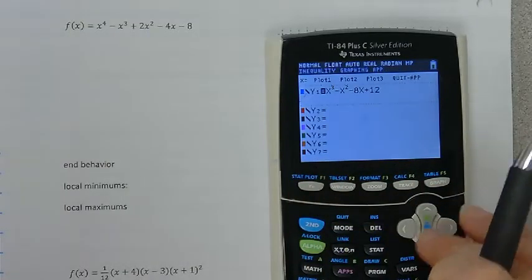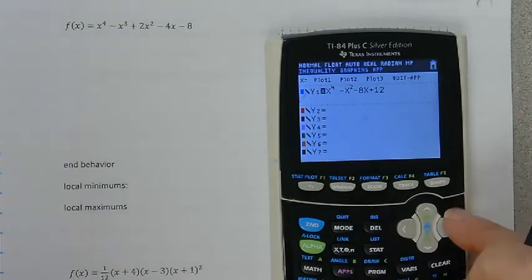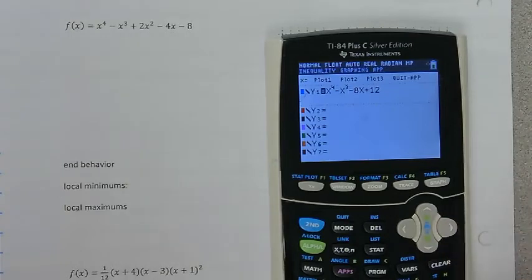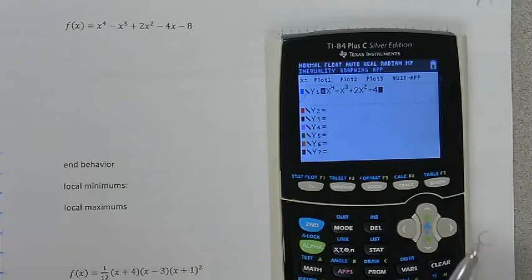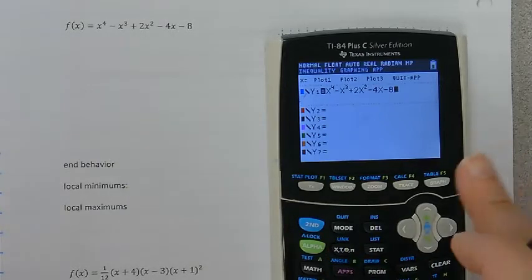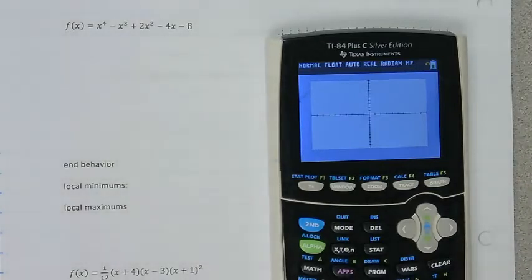So I have x to the fourth minus x cubed plus 2x squared minus 4x minus 8. Let me hit graph. I know I should have 4 zeros. And let's see what happens here. Let's see if we see some that we can use to graph.